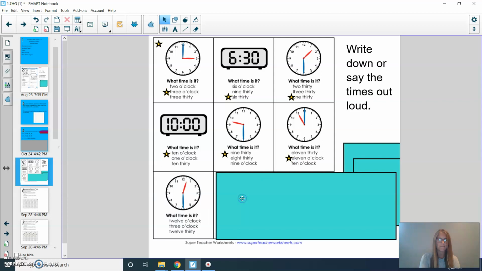What time is it here? Is it 12 o'clock, 3 o'clock, or 12:30? Notice how my hour hand is in between the 12 and the 1, and my minute hand is on the 6, so it is 12:30.